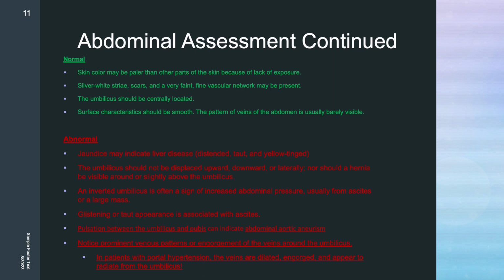Inverted umbilicus is increased abdominal pressure, usually from ascites or a large mass. Again, in pregnancy, we see these things, right? So if we see them, we need to note them and we need to let the doctor know because they need to be doing some other testing, obviously. Glistening or taut appearance with ascites.